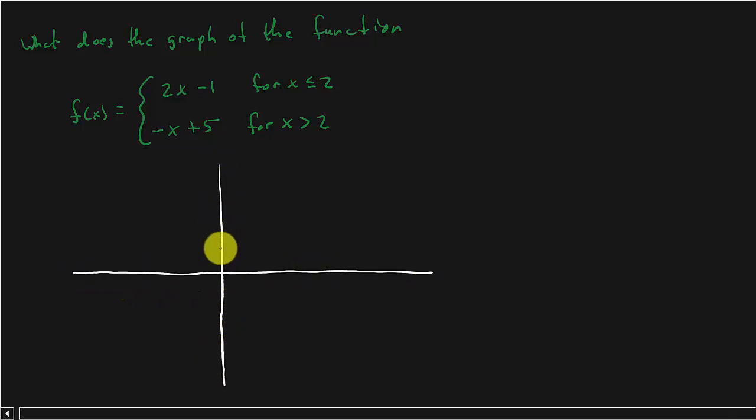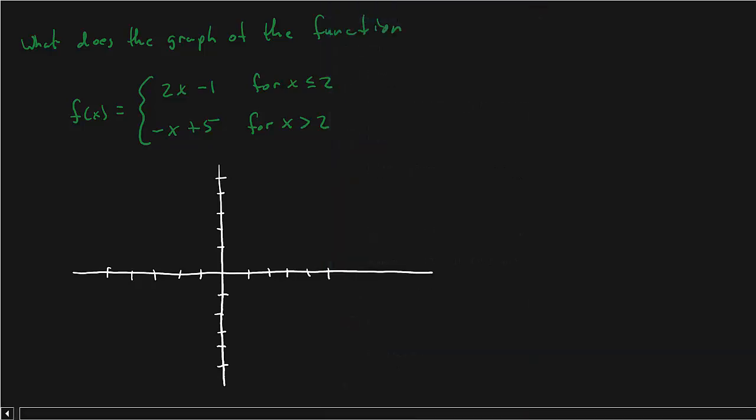1, 2, 3, 4, 5. All right, so let's start out graphing this one. So 2x minus 1.